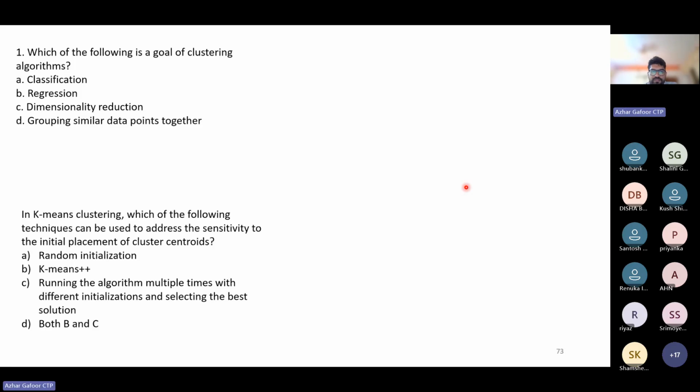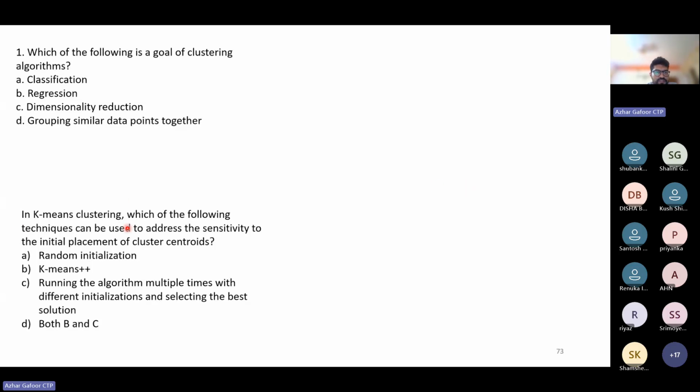So here is the final set of questions for you. Actually, the second last set of questions. Which of the following is the goal of a clustering algorithm? D. Yeah, D is the correct answer.